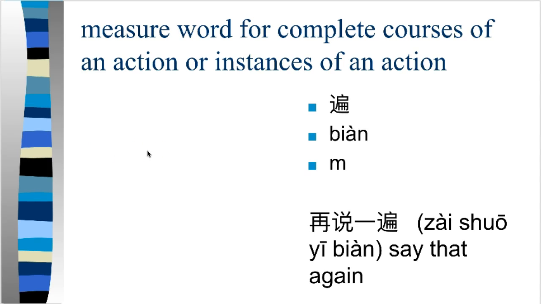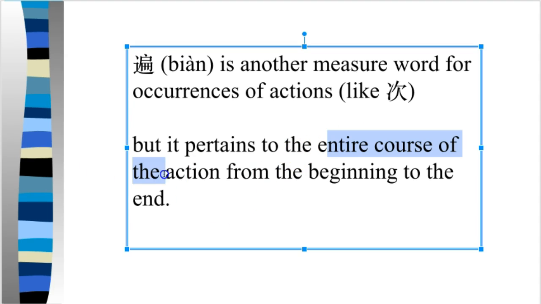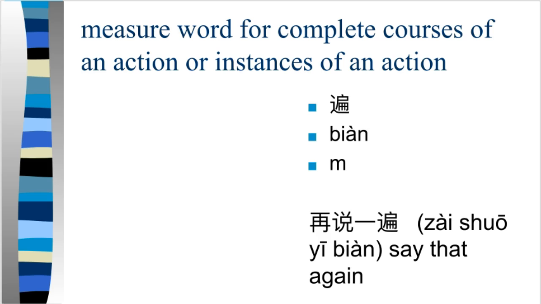Okay, first of all, 变 is a measure word for complete courses of an action. Now, this is a little confusing because we have learned another measure word for actions called 次. So what's the difference between 变 and 次? Okay, 次 is used for times of an action, how many times something has happened. 变 is just used for an occurrence from the beginning of the action to the end. That's a little bit vague. So let's look at an example.